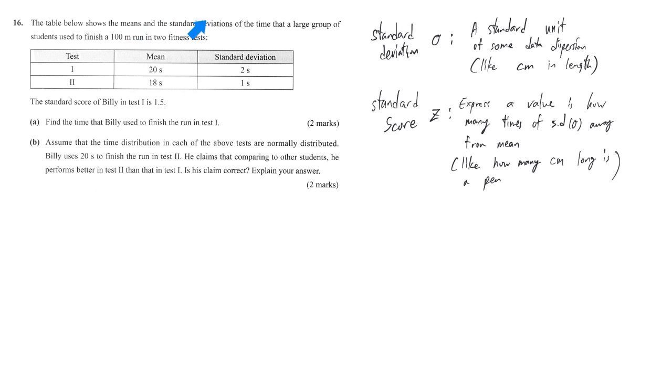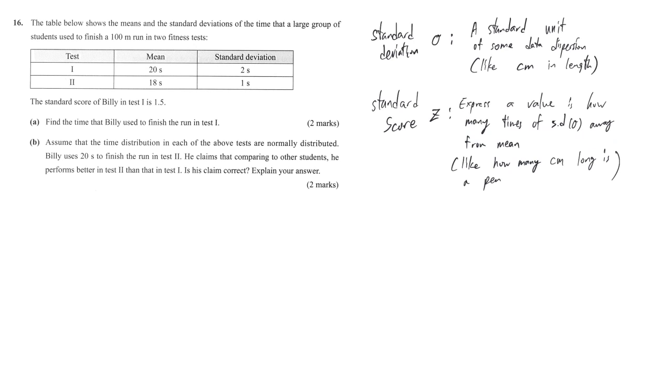This question gives you the mean and also the standard deviation. And then they give you that the standard score of BD in test 1 is 1.5. You have to understand the meaning of this sentence. Standard score means how many times of SD away from the mean, or above the mean.